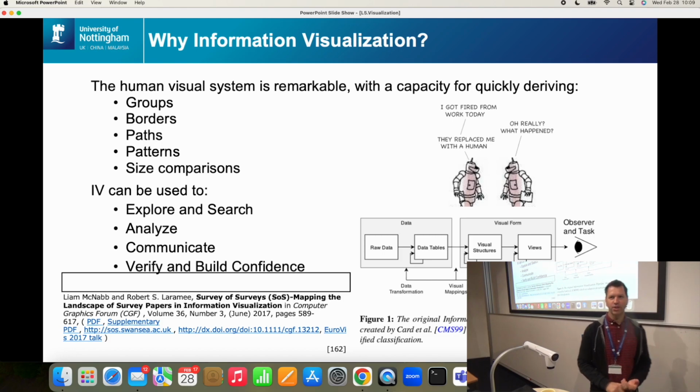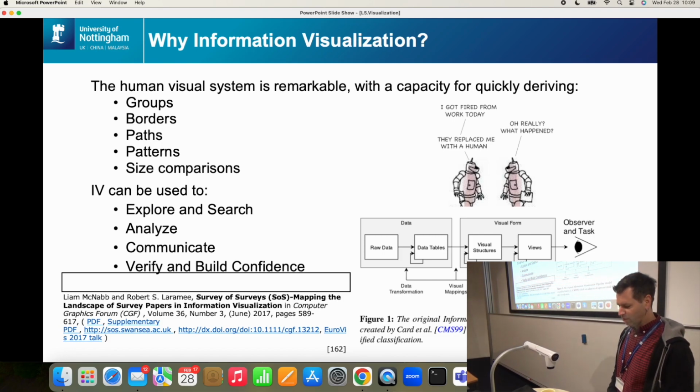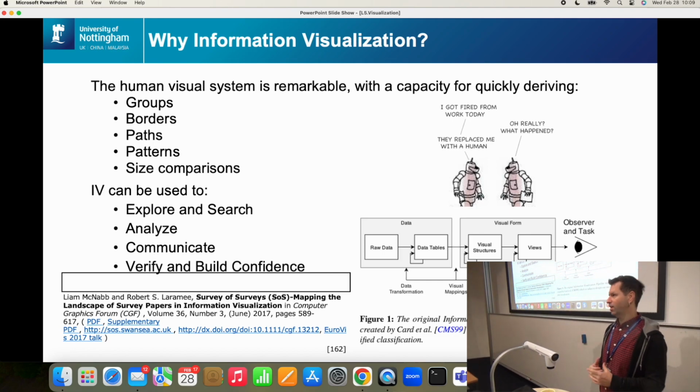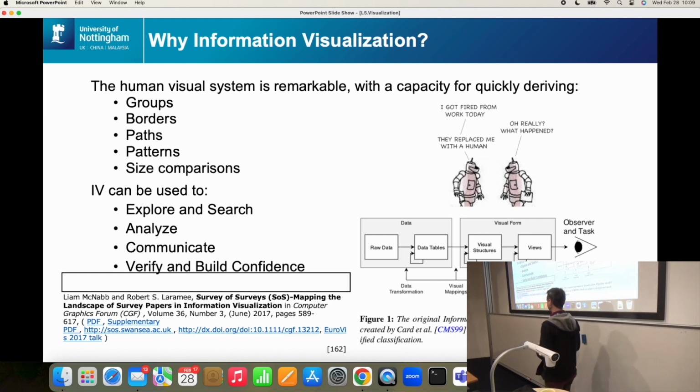Visualization, and we're going to focus on information visualization, lets us perform different tasks with data. We can explore data. Data exploration is when we're trying to understand a data set that we don't understand already. We might not even know what it is. We're just trying to figure out how big it is, if there are any general patterns or trends, and what the distribution looks like. So that's the case when we're unfamiliar.